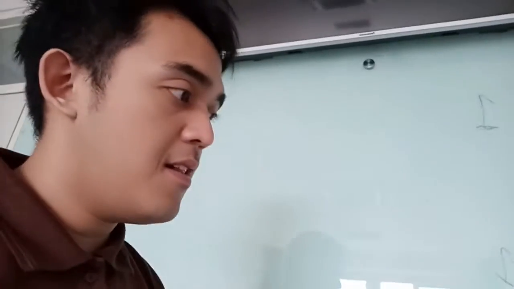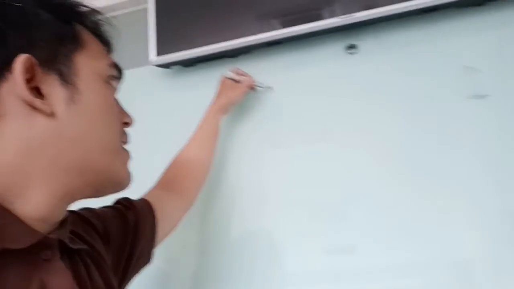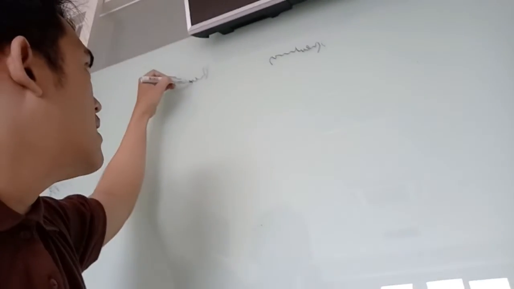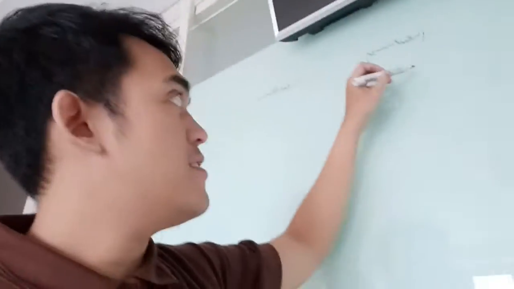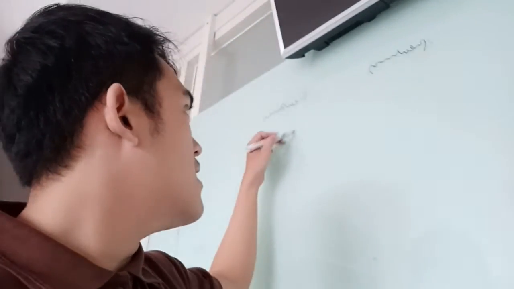For example, we would like to know the correlation between speaking and reading. If students are good in speaking, it means they are good in reading. So we make several data. For example, the score of speaking is 80 and 85.